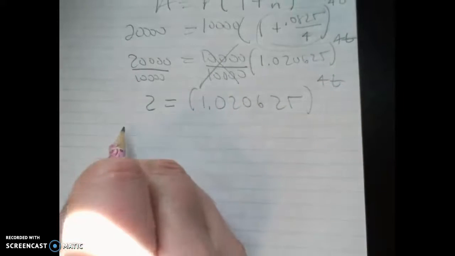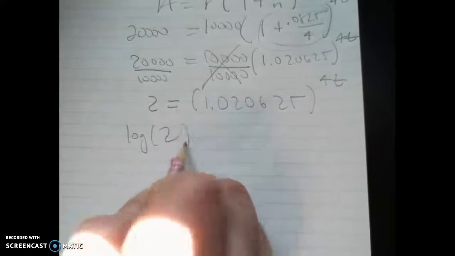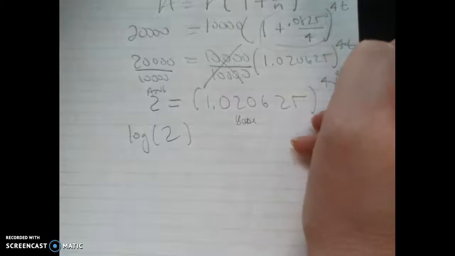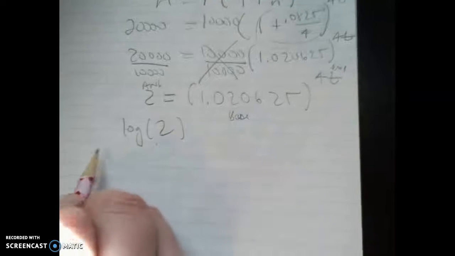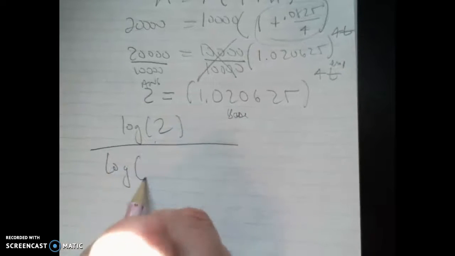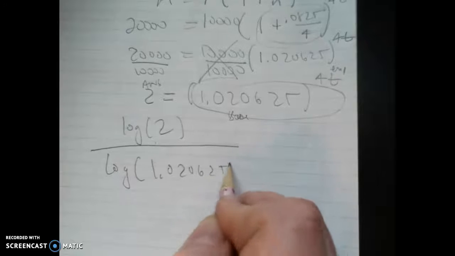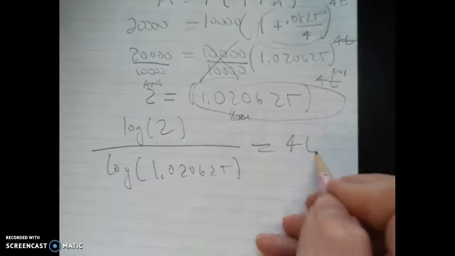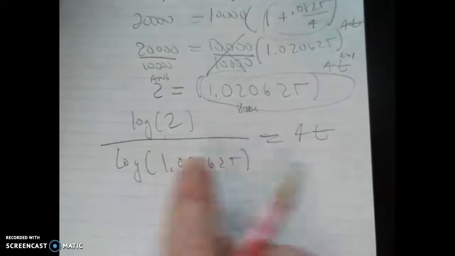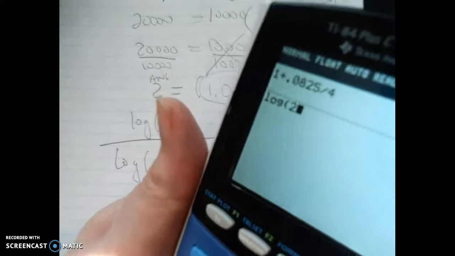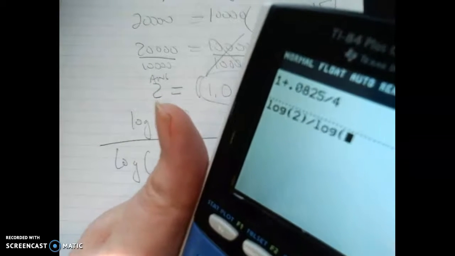Okay, so now I'm ready. Log of the answer: this is my answer. This number right here is my base, and this up here is my exponent. So I take log of the answer divided by log of the base, which is all of that, and it spits out my exponent. So I'm going to do this math and get what 4t is. Again, I don't care if you use natural log or the other log, just be consistent.